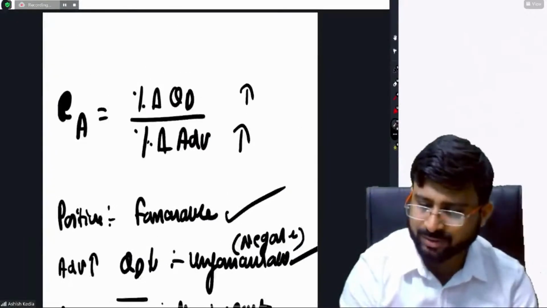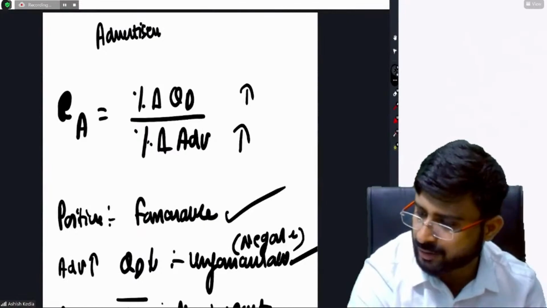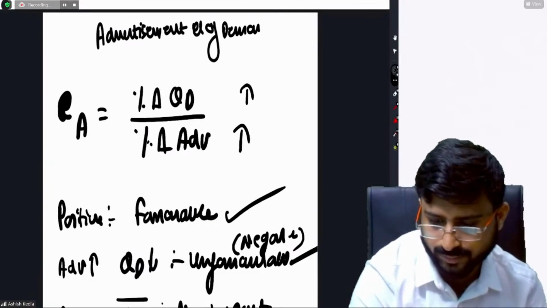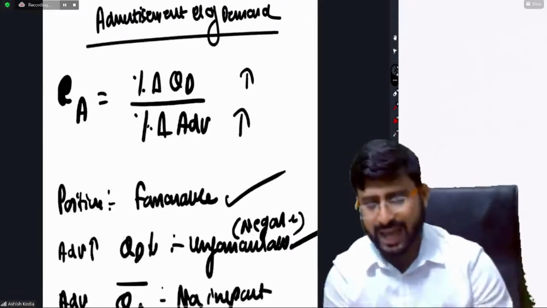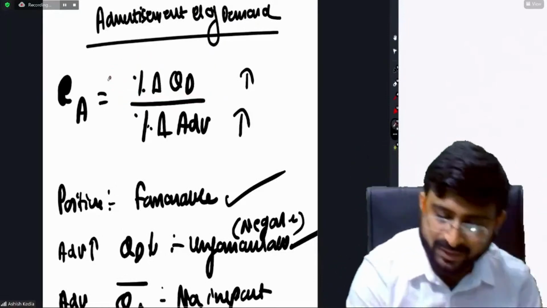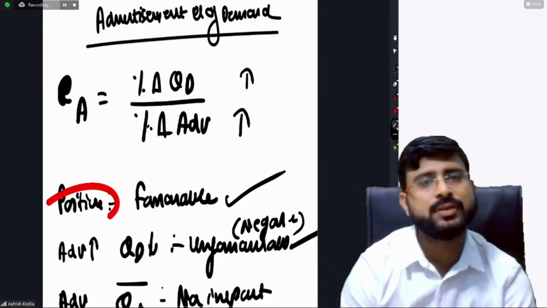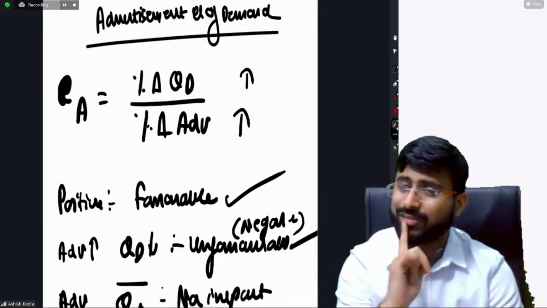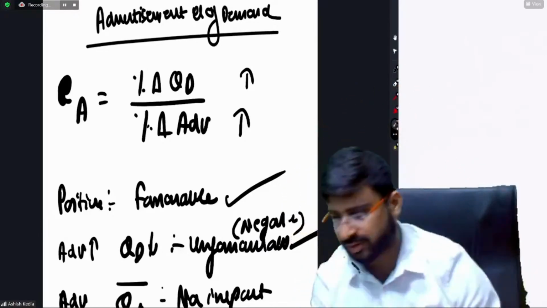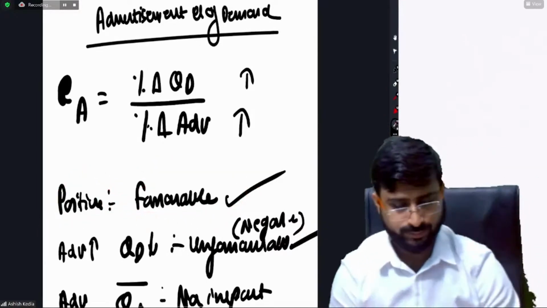Now we talk about advertisement elasticity of demand. Are we ready, everyone? This is the last topic. Advertising elasticity of demand is the percentage change in quantity demanded divided by the percentage change in advertisement expenditure. Suppose it is positive. Positive means that due to advertisement, quantity demanded has increased. So advertisement was good for us. Positive advertisement elasticity means advertisement was good.